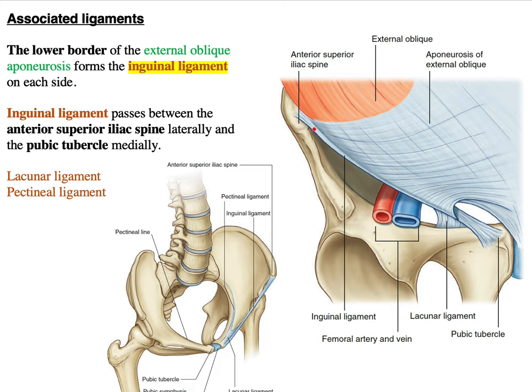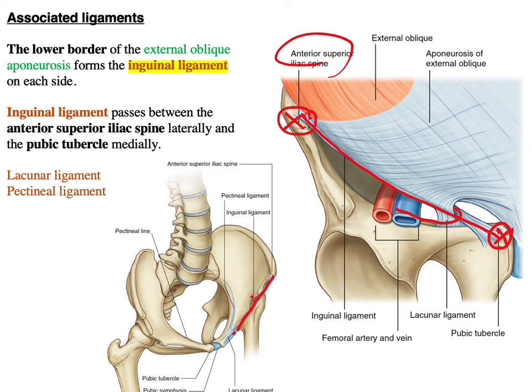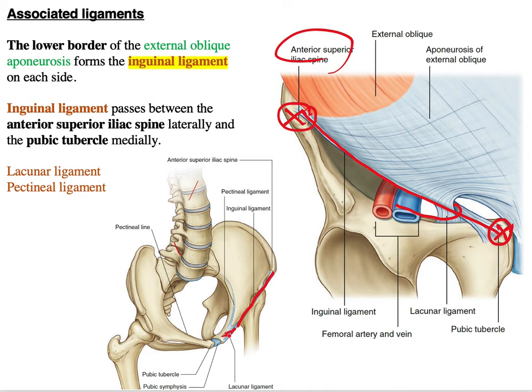So look here at the lower border of the aponeurosis. This is the lower border of the aponeurosis of external oblique that forms the inguinal ligament. This is the inguinal ligament attached to the anterior superior iliac spine and pubic tubercle. It is also reflected, as you see here, to create the lacunar ligament, like a U shape, and the lacunar ligament continues up on the pectineal line to form the pectineal ligament. Most importantly, guys, this ligament is the inguinal ligament.